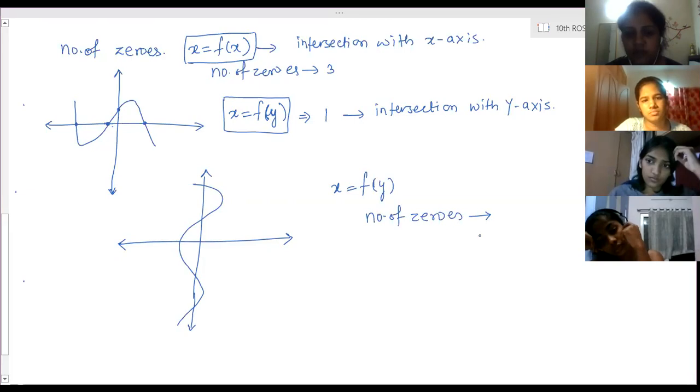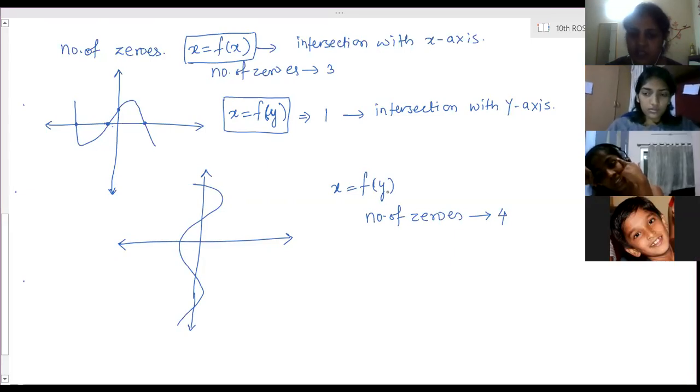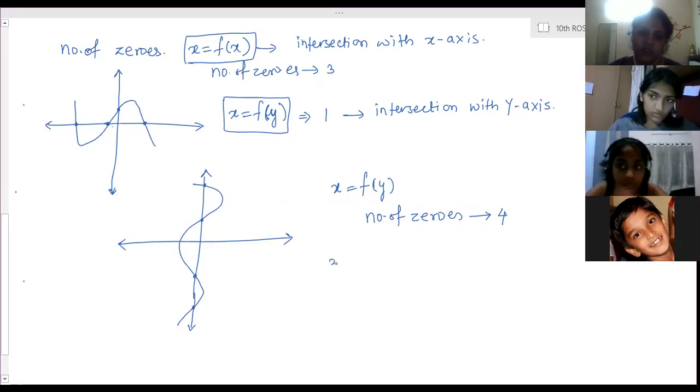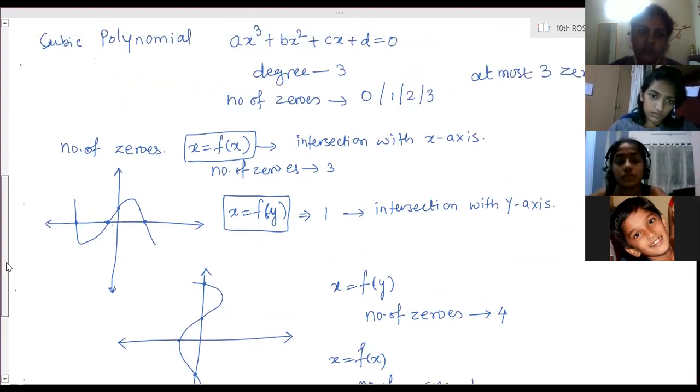How many zeros are there? 4, ma'am. Here f(y) is given, that means we have to consider the intersection with the y-axis. This is 1, 2, 3, 4. And if it is given x is equal to f(x), then 1, only at this position. Clear? Write down all these points.